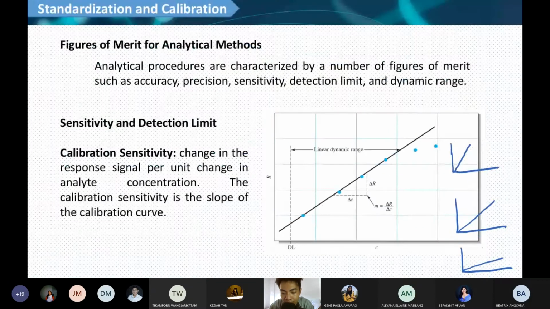So that's one of the figures of merit. We have the calibration sensitivity. Depending on the slope of your calibration curve, the sensitivity changes as well. If your slope is high, then that means the calibration curve is sensitive towards few amounts of substances or few increments of your substances. However, if your calibration curve has a low slope, that means the instrument isn't that responsive to the concentration of your analytes in the solution.